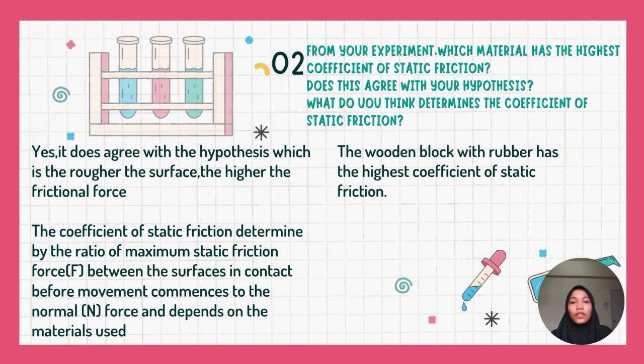Lastly, what do you think determines the coefficient of static friction? The coefficient of static friction is determined by the ratio of the maximum static friction force between the surfaces in contact before movement occurs to the normal force, and it depends on the material used.